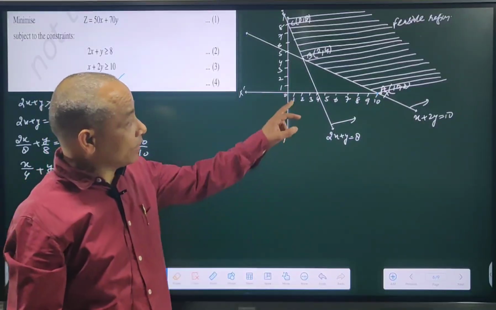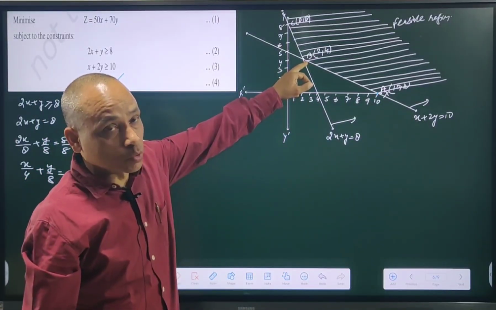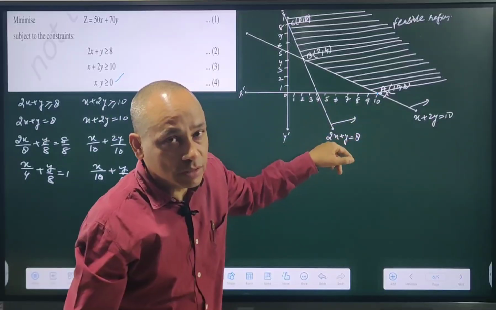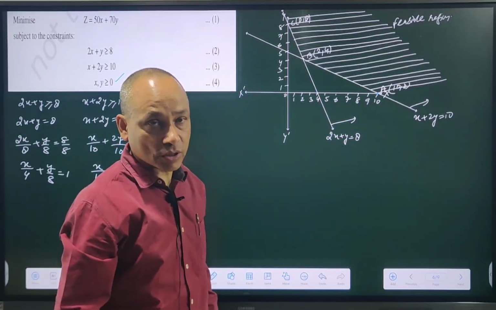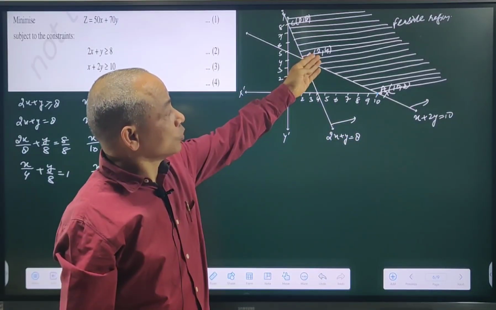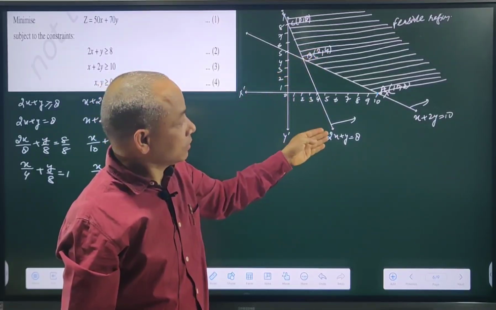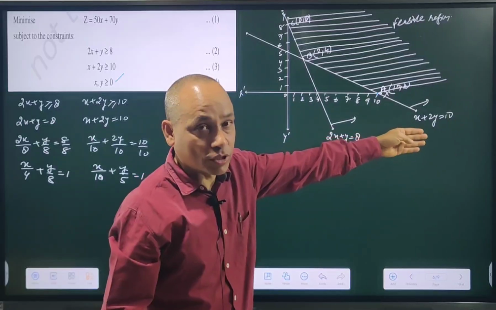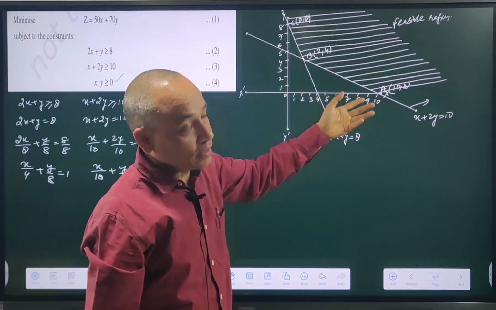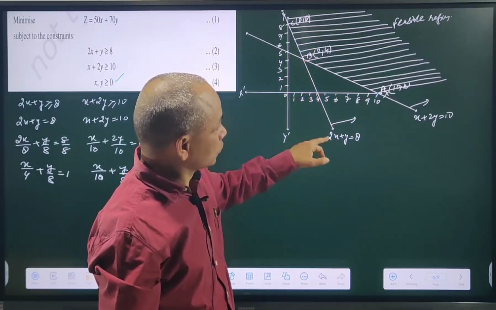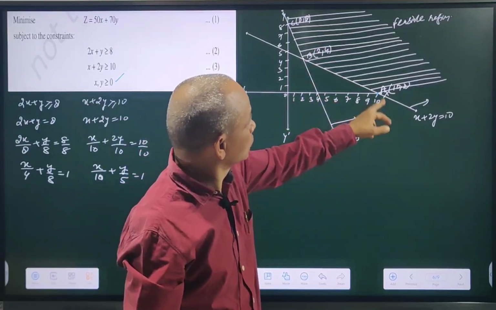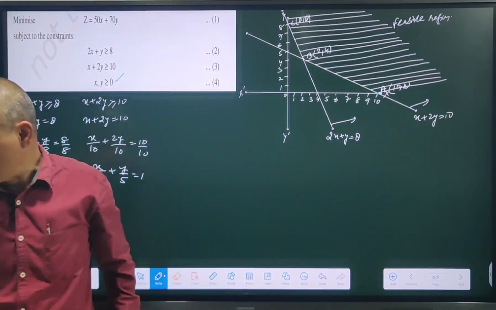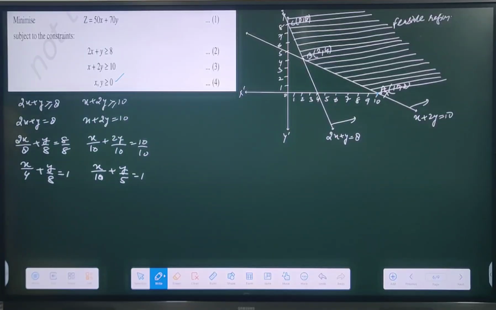If you are not able to locate this point B, 2, 4, then you have to solve these equations to get the point of intersection. But if you think that it is 2, 4, then put these two coordinates in this equation and in this equation, and if they satisfy, that means this is the solution. 2 into 4 plus 4 is 8. 2 plus 8 is 10. So this is the solution, that is, the coordinates of point B.